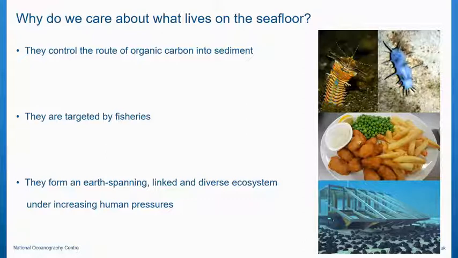Another one, I guess the wider perspective, is that they are a globally connected ecosystem, in the sense that the continuous nature of the ocean means that we have this benthic ecosystem which goes from depths of the order of 10,000 meters right up to the surface and spans the earth. And it is one which is coming under increasing pressure.